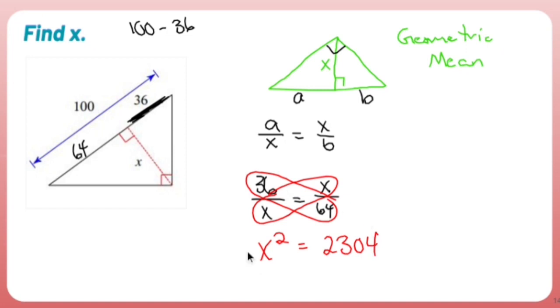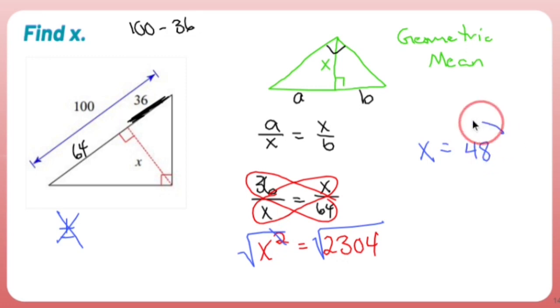Take the square root of both sides because that's how you undo a square. Now, usually you attach a plus or minus to your number here. However, I'm not going to do that because that implies you're taking a negative side length, which doesn't make sense. What I do get is the square root of x squared is x, and the square root of 2,304 is 48.